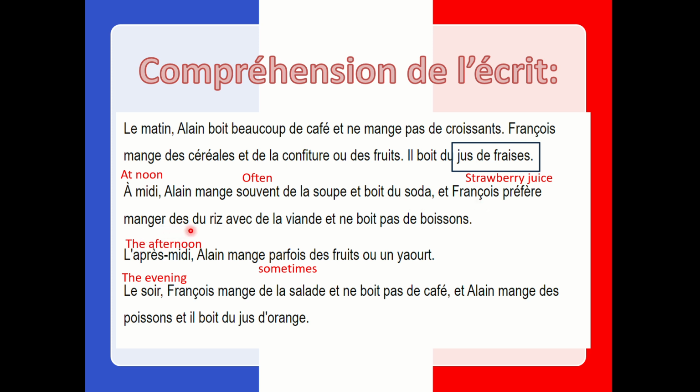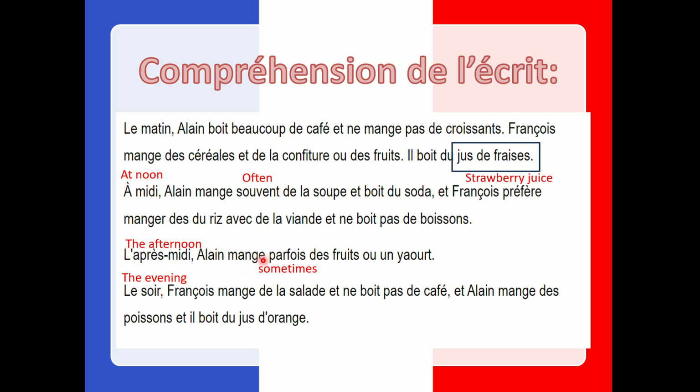François préfère manger du riz. It's a mistake. We don't need the here. Du riz avec de la viande. He eats rice with what? Meat, bravo. Il ne boit pas de boisson. Does he drink boisson? Does he have? No. He said, ne boit pas. This is la forme négative.